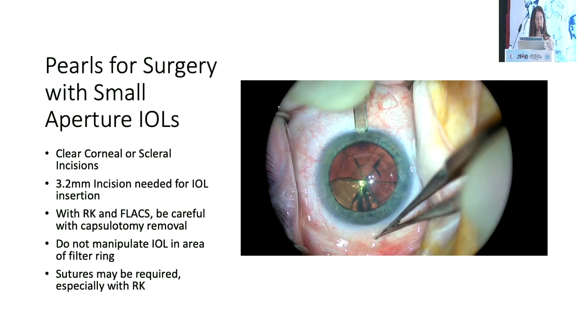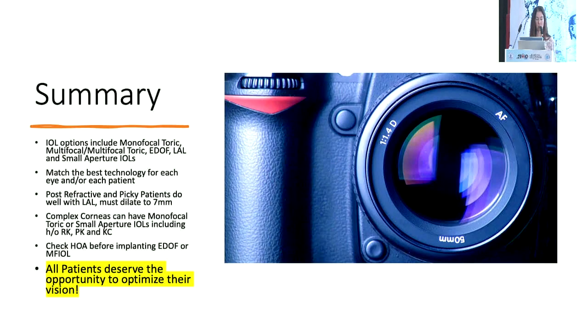Again, sutures may be required, especially in those RK patients. If you're using FLACS with RK, you need to be careful about your capsulotomy removal because of the discontinuities that there can be in the capsule. However, it is still quite easy to remove. And in summary, all patients deserve the opportunity to optimize their vision, even if they have corneal pathology. Thank you.